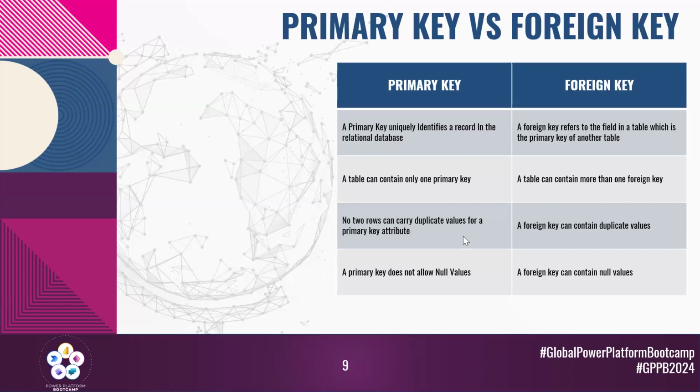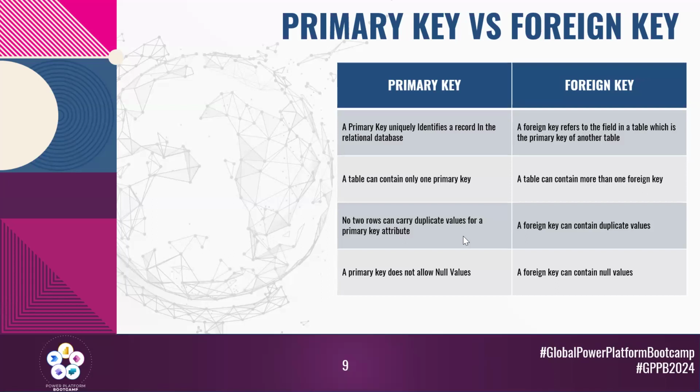All right. So for the primary key and the foreign key, they are both unique identifiers. But the difference between the primary key and the foreign key is that you will only find the primary key in a dimension table, whereas you find the foreign key in a fact table.